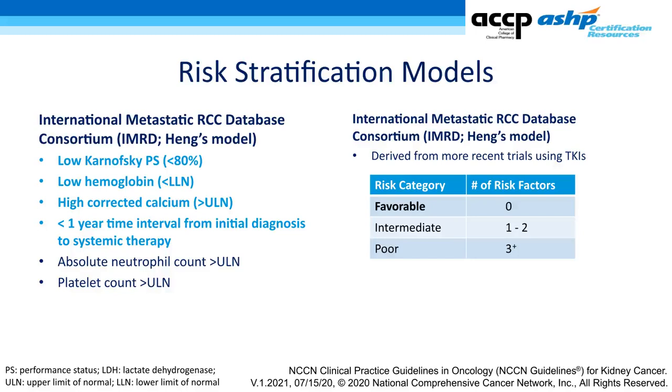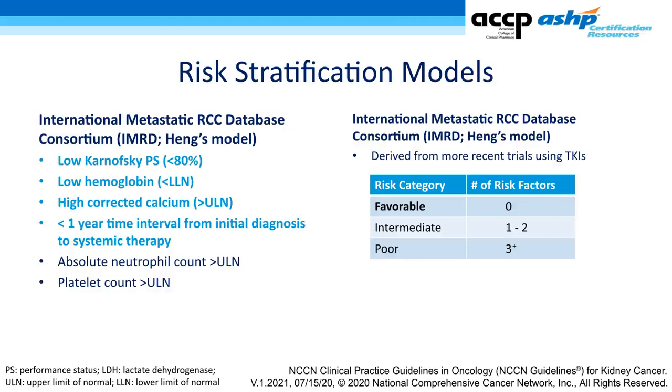Now, the updated model, the International Metastatic Renal Cell Carcinoma Database Consortium, sometimes called the IMDC or Heng model, is derived from studies in the TKI era. It uses some of the same criteria of the MSKCC model, like performance status, anemia, high calcium, less than 1 year from diagnosis to recurrence or start of therapy, but it also includes an ANC above normal and a platelet count above normal. And again, the same thing: 0 risk factors is favorable, then 1 to 2 is intermediate, 3+ is poor risk.